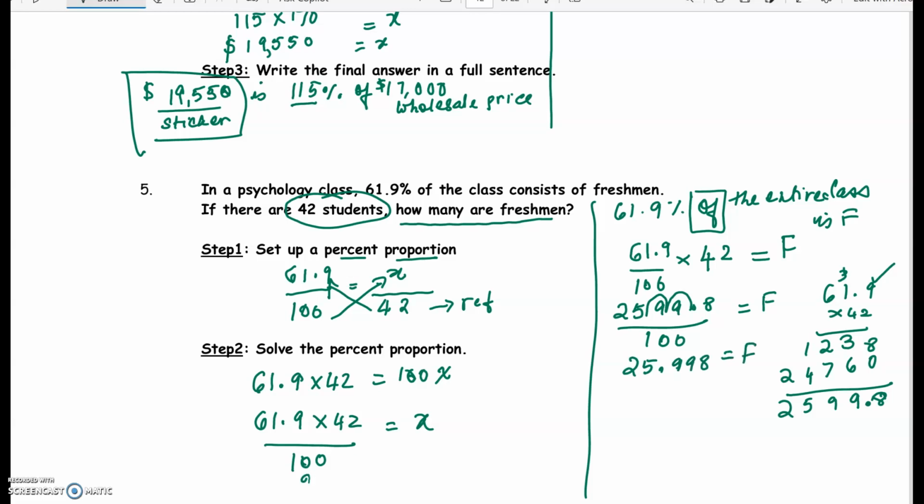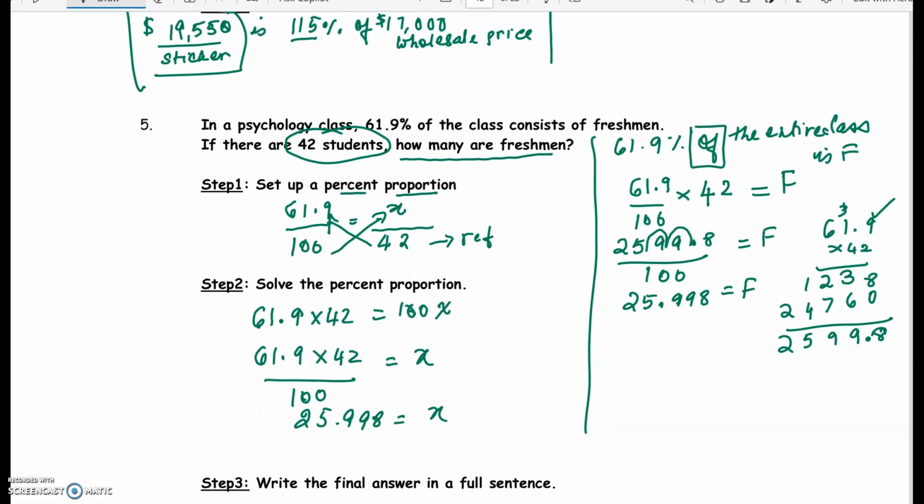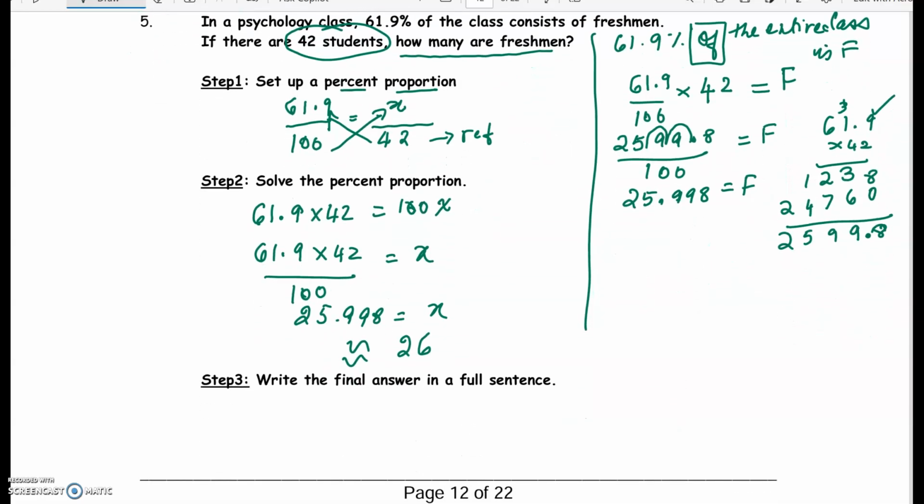So same thing here, 25.998. But you have to remember we are talking about freshmen. So you can say roughly, we have to make it a whole because we are talking about people, roughly 26 freshmen. So 61.9% of 42 students is about 26 students, which is the same as saying there are 26 freshmen in a class of 42 students.